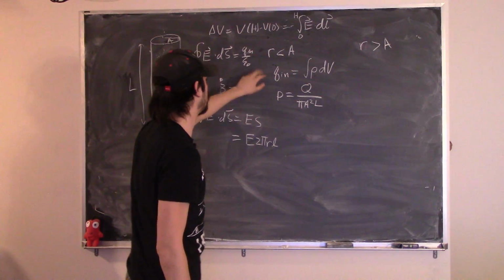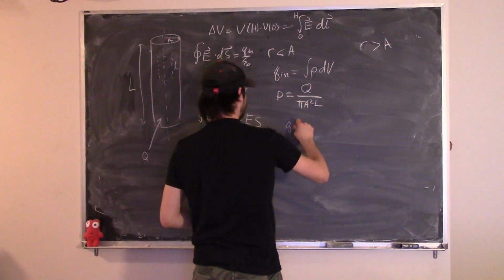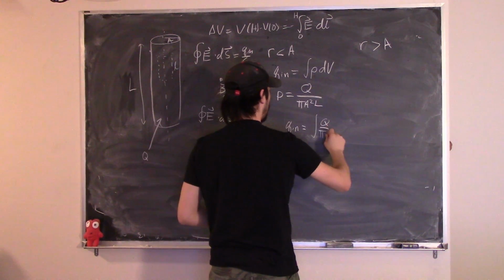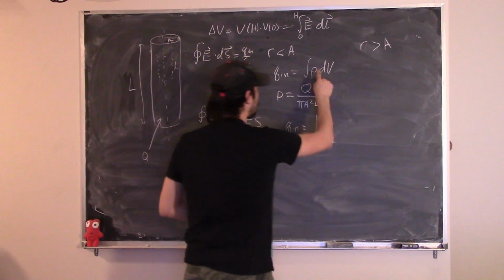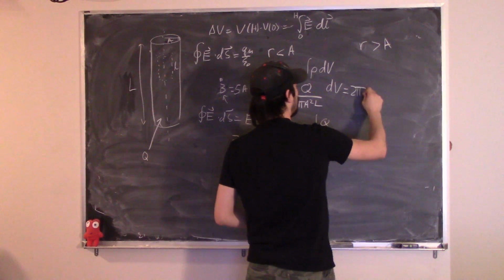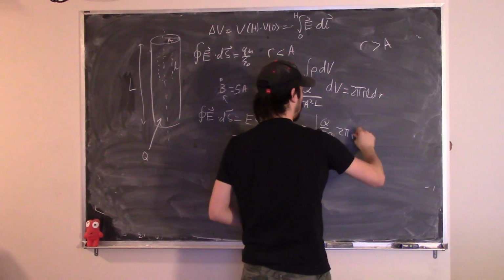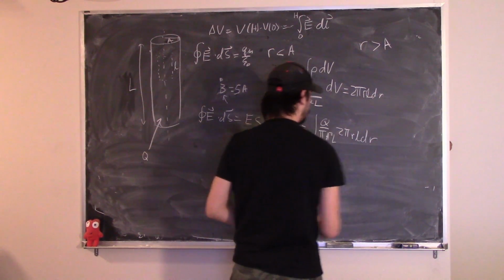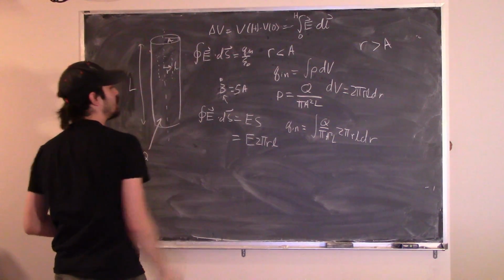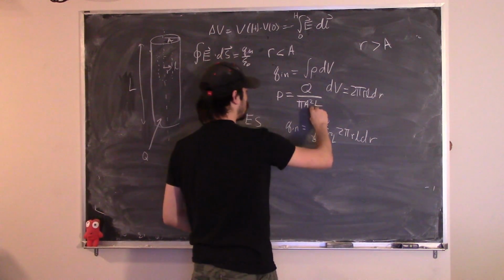Now we have almost everything we need to find the electric field for R less than A. We just need to figure out what Q in is. So Q in is equal to the integral of rho, which is Q divided by pi A squared L, times dV. In this case, dV is equal to 2 pi R times lowercase l times dr, so this is 2 pi R l dr. Then the limits of integration are going to go from 0 to r.